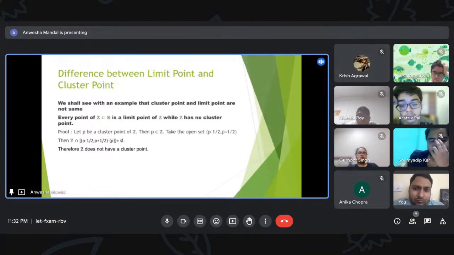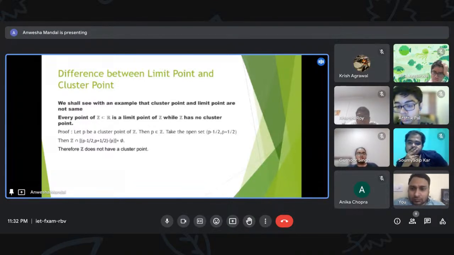So that will be pi, because the common element here will be P. So therefore Z does not have a cluster point. On the contrary, for limit points, the intersection of Z and the subset P minus half comma P plus half will be P. So P will be a limit point of Z. In this way, we can say that every point of Z is a limit point of Z, but Z has no cluster points. Thank you.